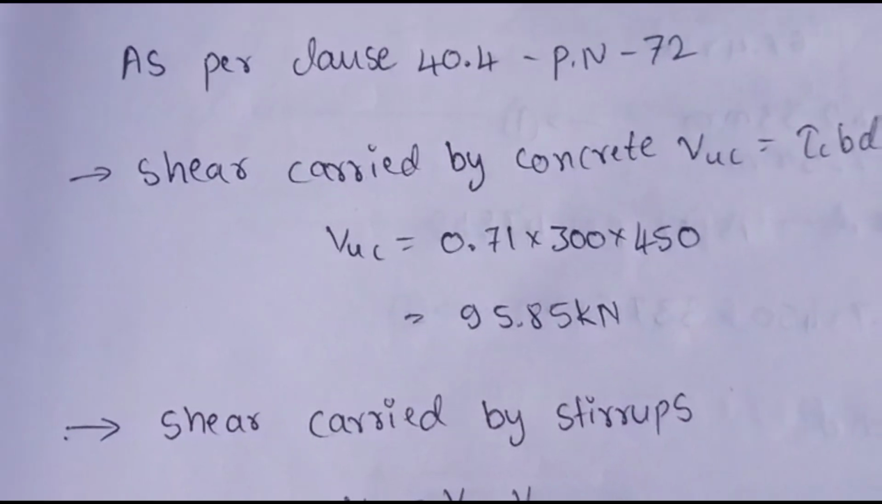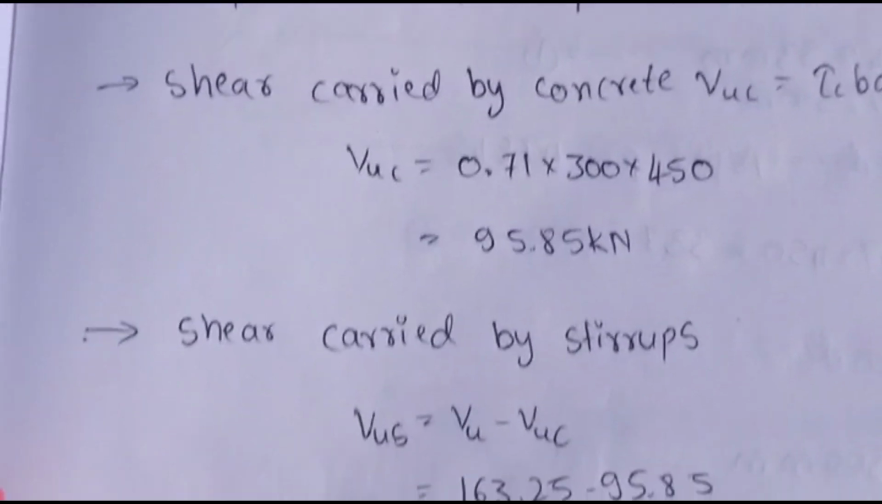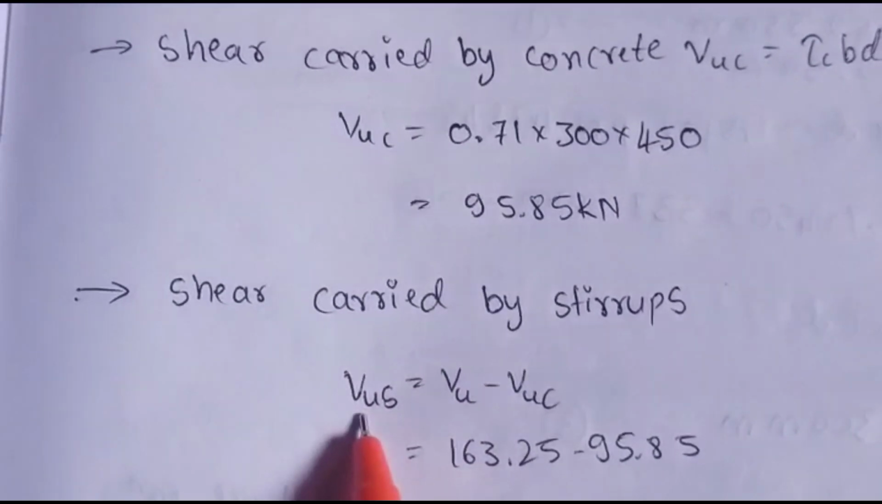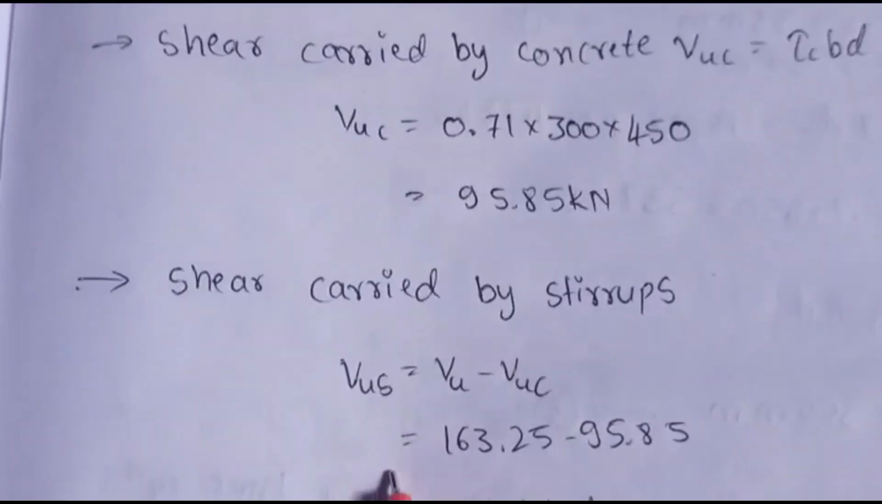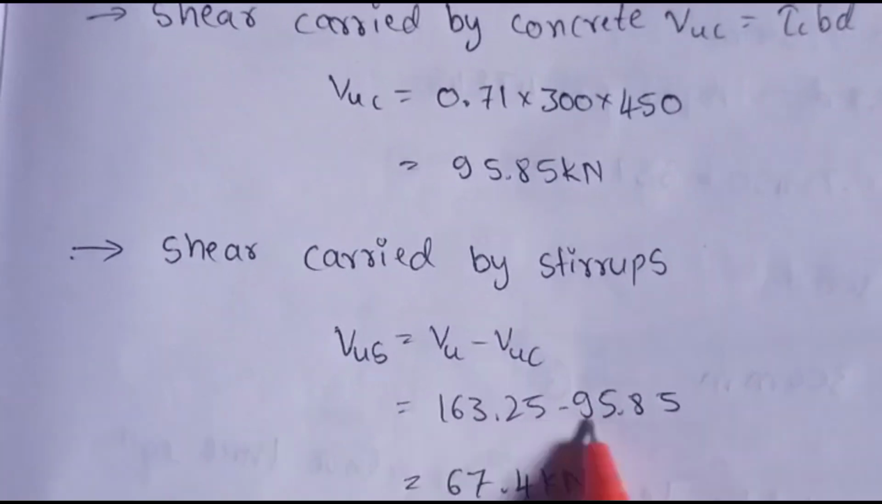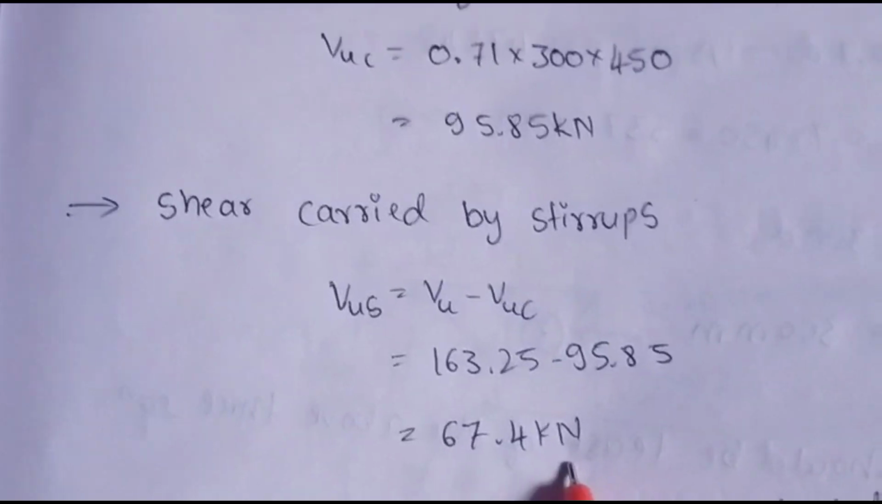So now we need to calculate the shear carried by stirrups. Shear carried by stirrups is equal to Vu minus Vuc. Substitute all the values, simplify this, and we'll get the answer as 67.4 kilonewton.